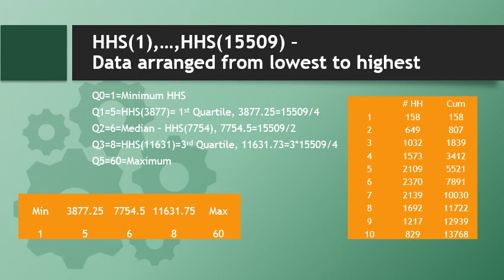So the summary statistics are 1, 5, 6, 8, and 60. 1 is the minimum, 5 is the first quartile, 6 is the median, 8 is the third quartile, and 60 is the maximum. So these are the summary statistics for the household size data, 15,509 numbers from the HISE data set.